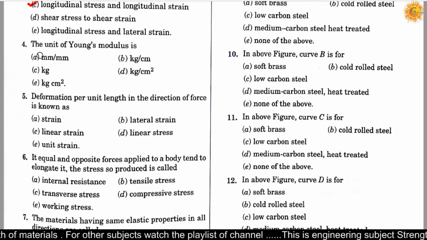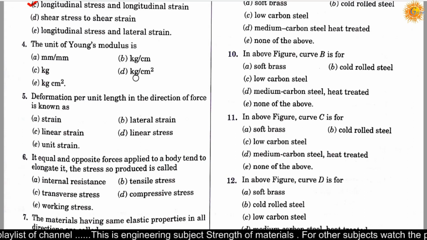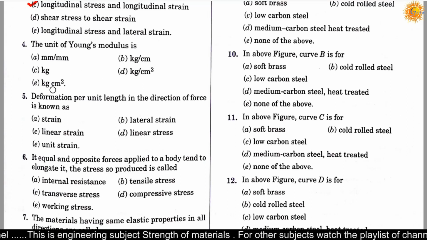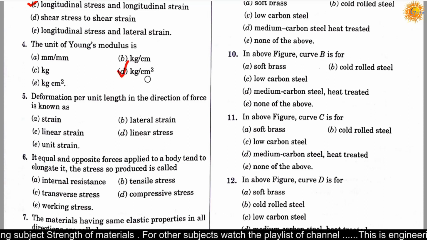Question number 4. The unit of Young's modulus is: option A, mm per mm; option B, kg per centimeter; option C, kg; option D, kg per centimeter square; and option E, kg into centimeter square. So correct answer is D. It will be kg per centimeter square.